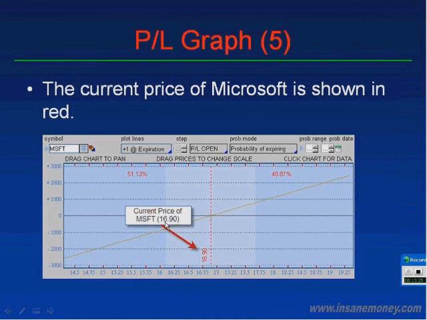You can see the current price of Microsoft is $16.90, right? These vertical dashed lines are all called slices, right? This slice is what we call a live slice, live, L-I-V-E. And a live slice shows you what the current price of Microsoft is. Now, this was taken yesterday, so it could be up or down from that. It's probably up a little bit.